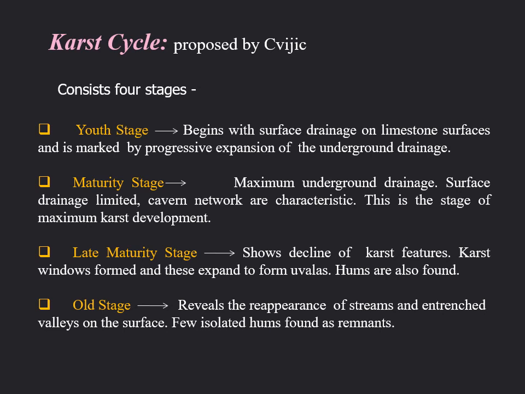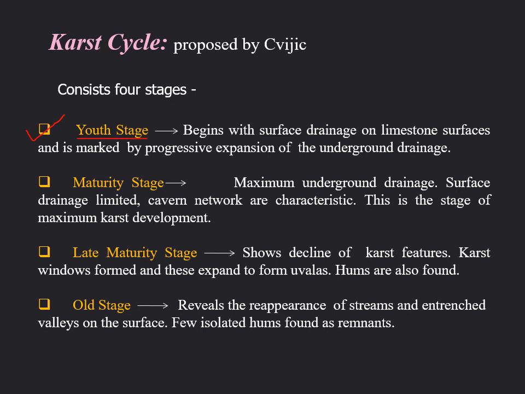In the first stage, that is the youth stage, it begins with some superficial drainage over exposed limestone rock, which suffers some chemical weathering. Mainly in this stage, the lapies or limestone pavements are formed. No such cave system or cavern system is produced in this young stage. So it is the superficial condition. Superficial chemical weathering happens in the limestone rocks.